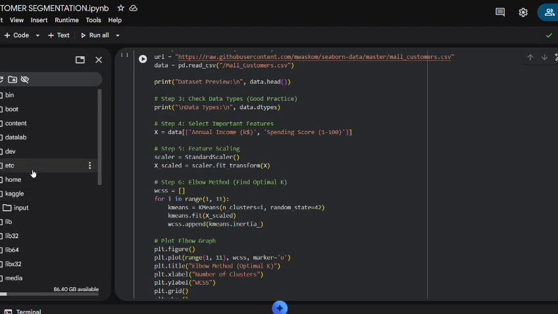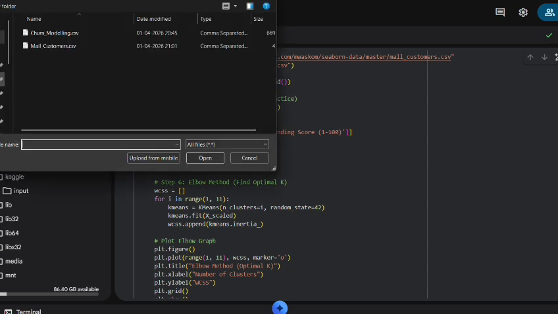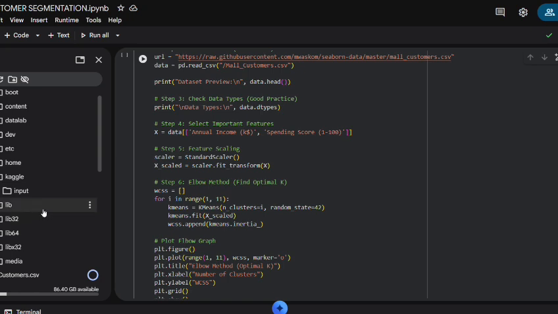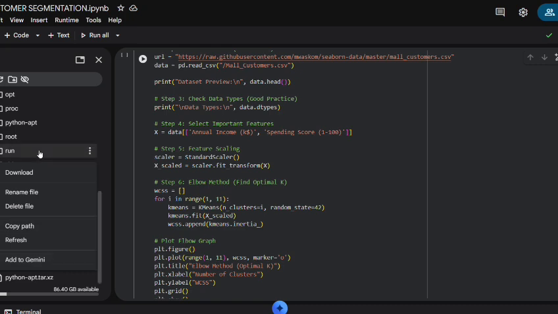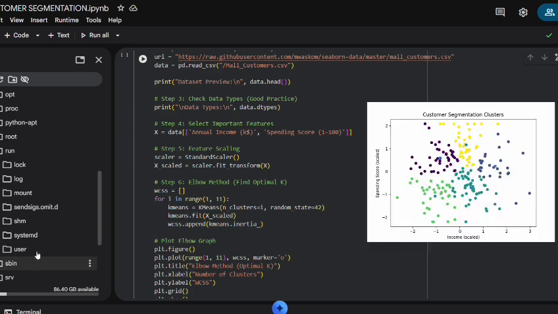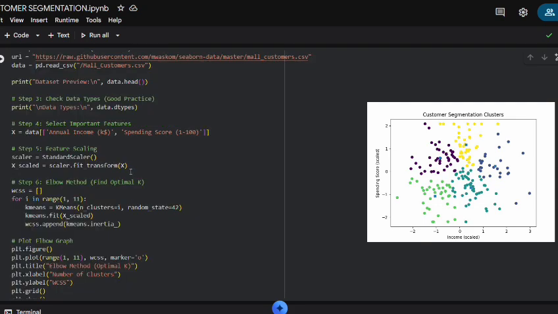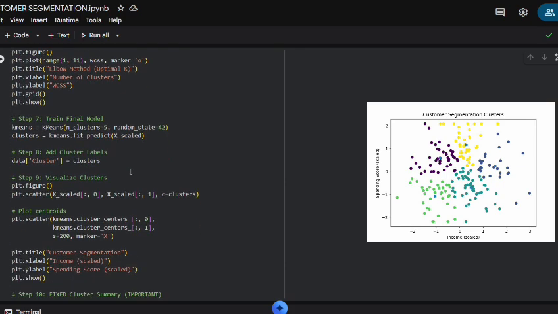Once the model is trained, each customer is assigned to a specific cluster. These clusters represent different customer segments. For example, one cluster may represent high-income and high-spending customers, while another may represent low-income and low-spending customers. To better understand the results, we visualize the clusters using a scatter plot. In this graph, each point represents a customer, and different colors represent different clusters. We also plot the centroids, which are shown as larger markers, to indicate the center of each cluster. This visualization helps us clearly see how customers are grouped based on their behavior.